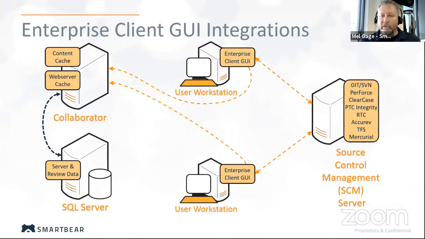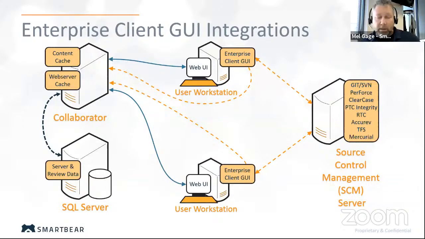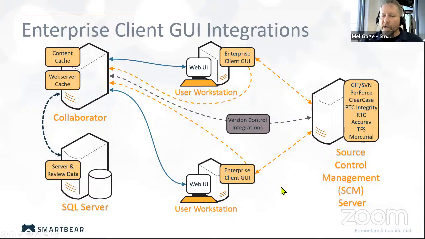The choice is yours. The user then logs into the web UI and communicates to the Collaborator server to facilitate the rest of the review, setting up the initial planning phase and then moving it to the participants for the review phase. Now, for a handful of our SCM types, there is a version control integration supported in Collaborator.